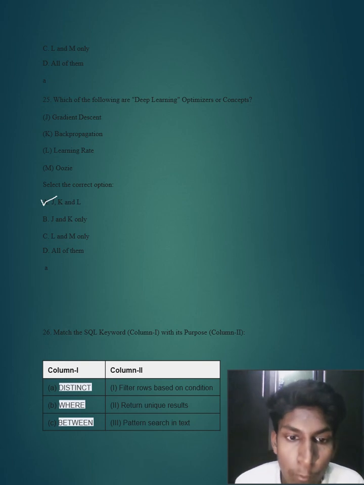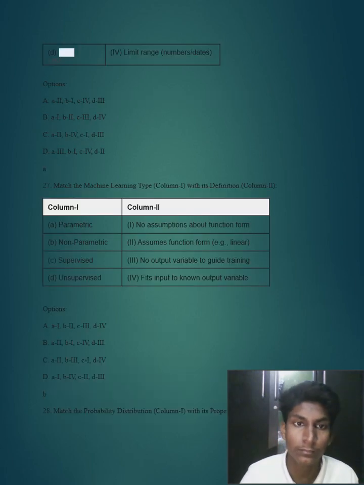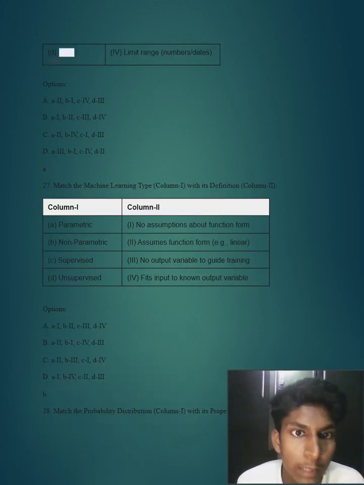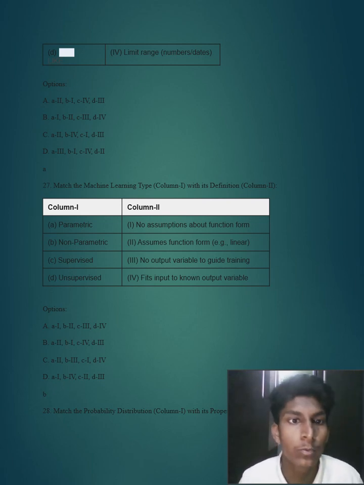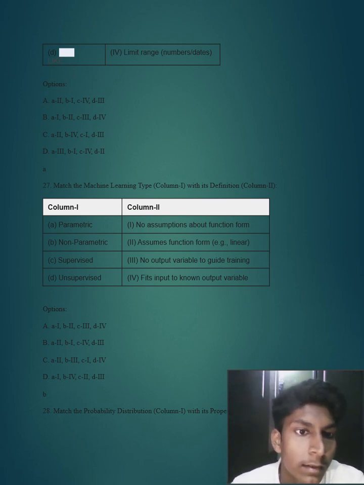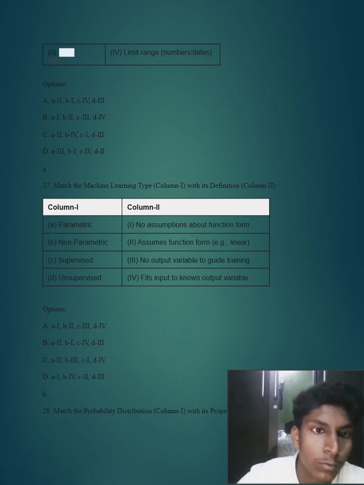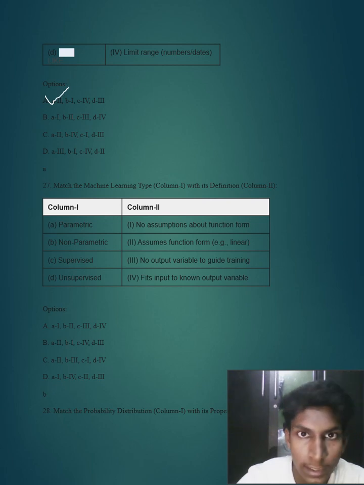Now question number 26, we have a match the columns question and we have to match the correct ones. In column 1 we have DISTINCT, WHERE, BETWEEN. In column 2 we have filter rows based on condition, returns unique results, pattern search in text. In D we have limit range of numbers or dates. The options are given as A2 B1 C4 D3; A1 B2 C3 D4; A2 B4 C1 D3; A3 B1 C4 D2. So the correct option is A2 B1 C4 and D3.